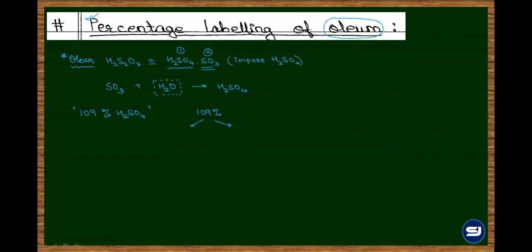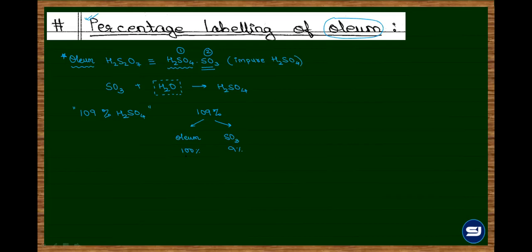H2SO4 and SO3. So now this H2SO4 and SO3 combined is referred to as oleum. And oleum के अंदर जो SO3 है, वो second component consider करते हैं. So 109% का मतलब 100% oleum के साथ there is 9% of SO3.